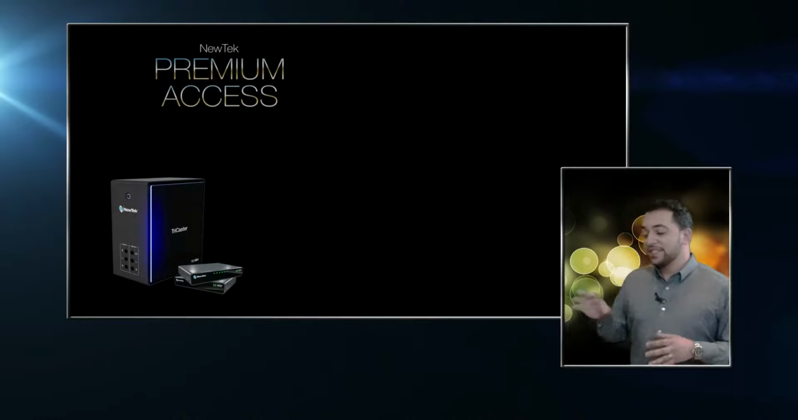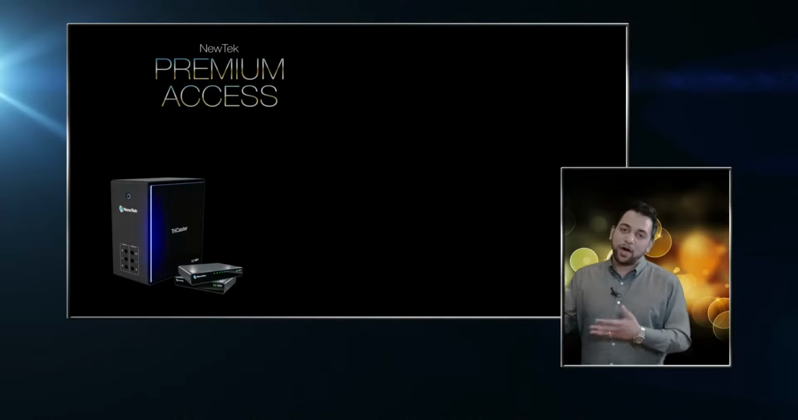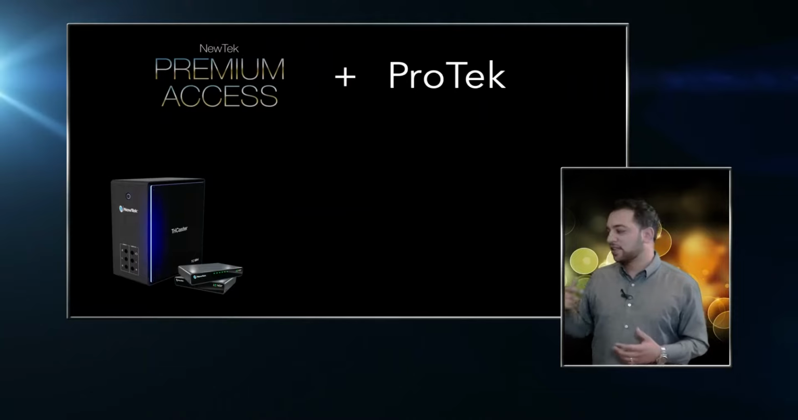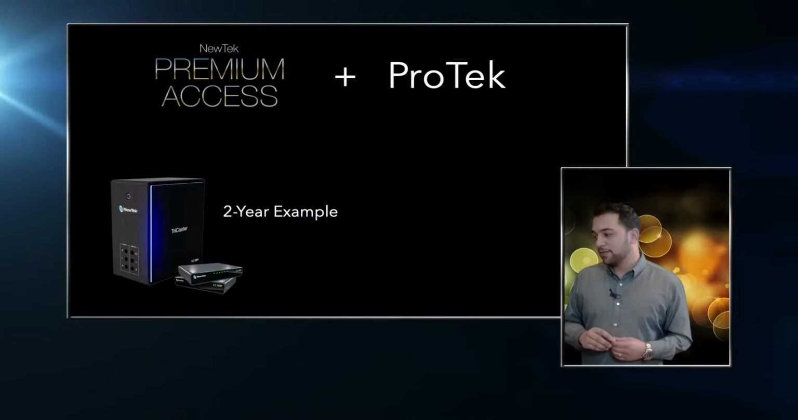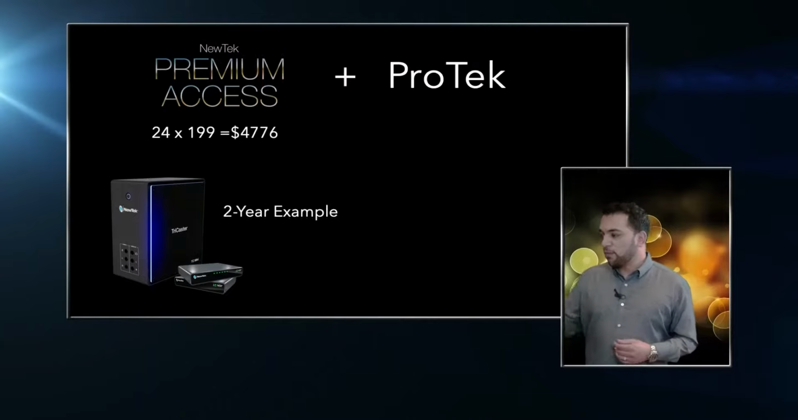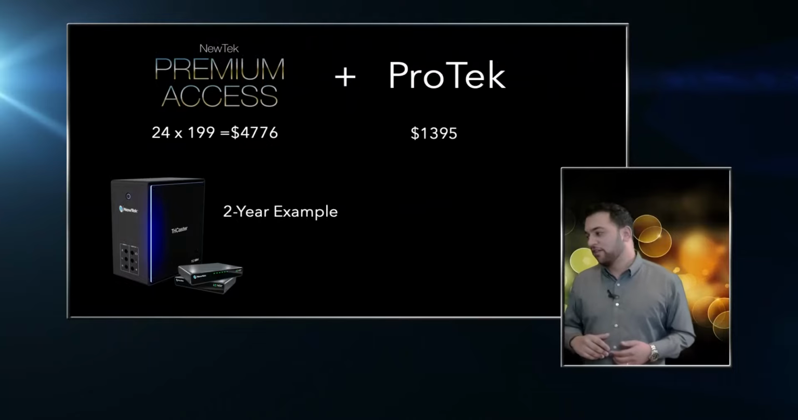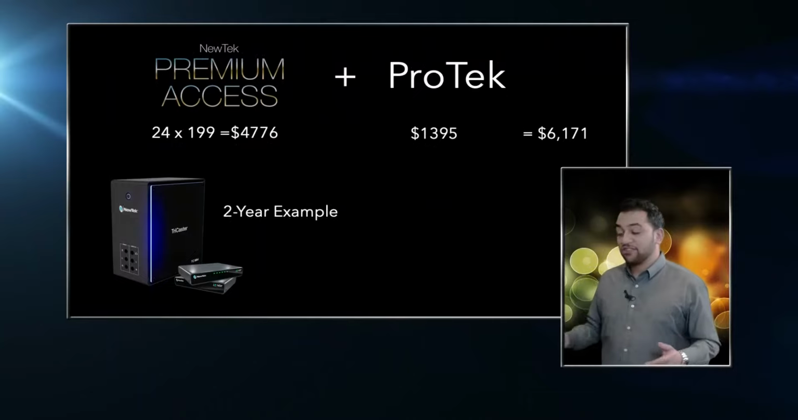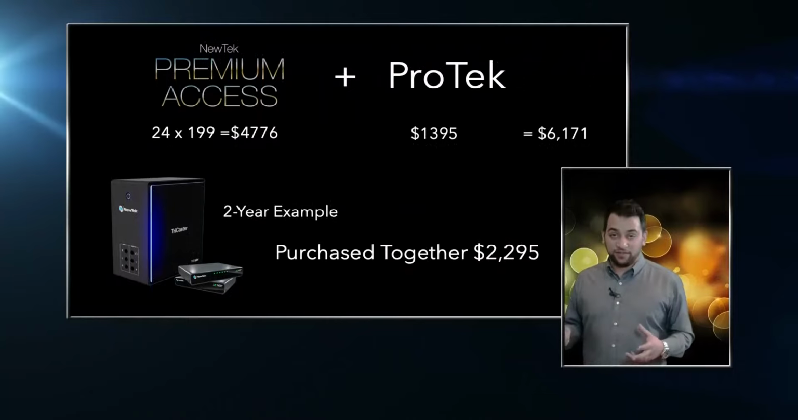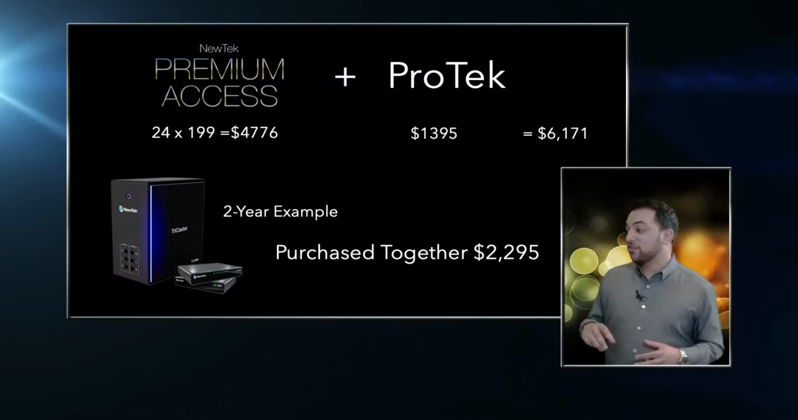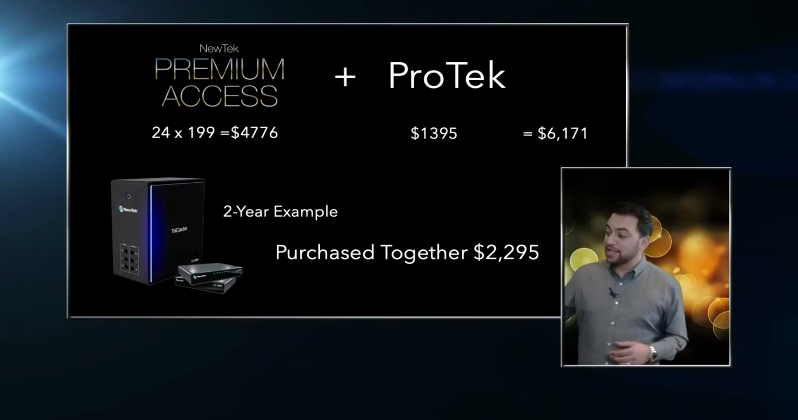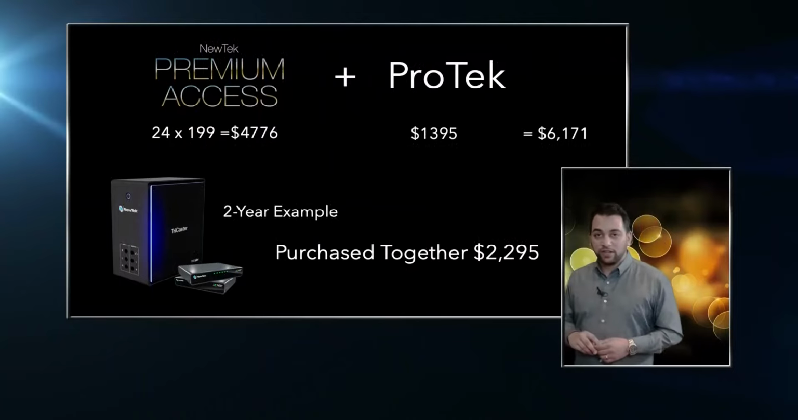So this example is for the TC Mini. Now ProTech varies by the models that you do, but it just gives you an idea of the huge cost savings that you're going to get. So a 2-year example here, and normally Premium Access would be $199 times 24 months, which would be about $4,700. ProTech for the unit would be about $1,395. So that equals about $6,000. However, if you do it as a bundle at the initial purchase, it'll be $2,295 for 2 years, right? So it's a huge cost savings. So you would get ProTech and Premium Access for that one price of $2,295, and that would be for a total for the 2 years.